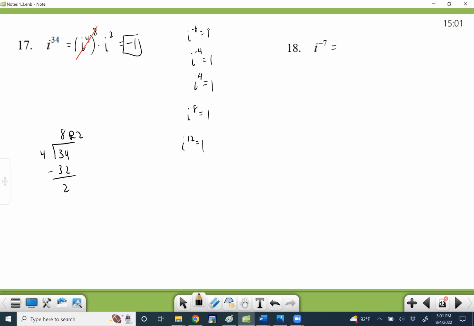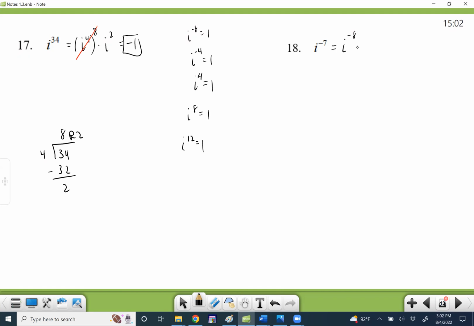so what we want to do is write this in terms of 4s. So I want to go 7. Think about 7, not negative 7. I'm just going to think about 7 itself. And I'm always going to go higher to the nearest multiple of 4. So in this case, 8. And I'm going to keep the negative on it, right? Okay. So I go up to the nearest multiple of 4.